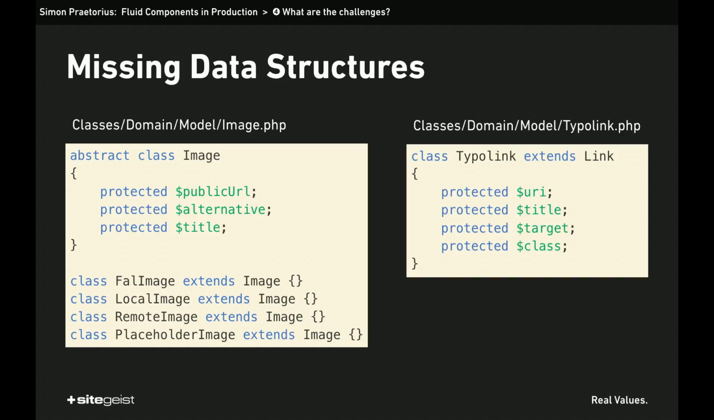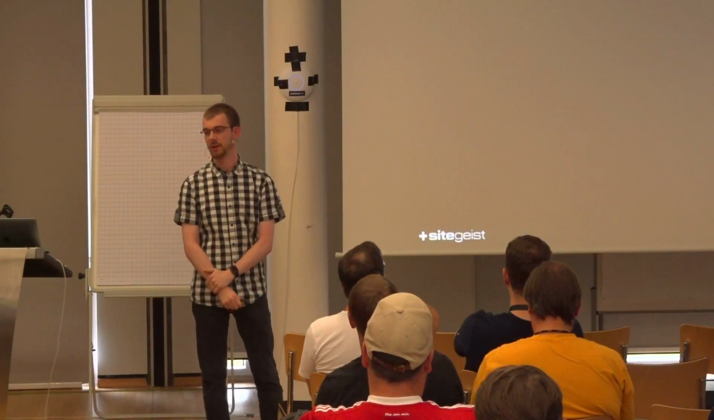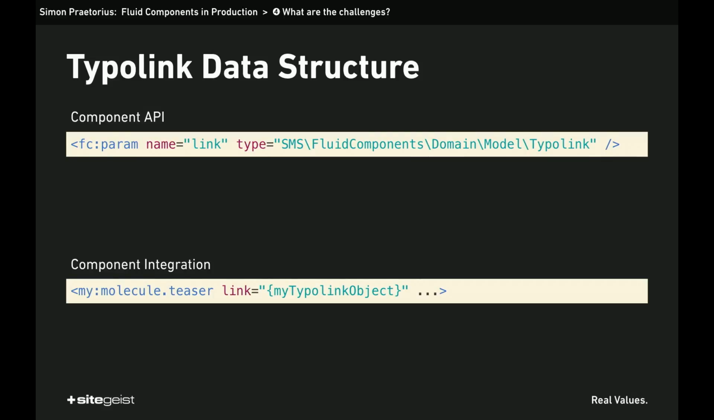And how can we use these data structures with components? Because the image part is quite complex, I would refer you to the documentation I wrote yesterday. But I want to show you how it works with Typolink, and in the end it's mainly the same. Well, of course, you define your parameter link with the type of the data structure, and then when you already have such an object, of course you can pass it right in, but usually you don't have such an object because it's not used anywhere at the moment, and really it shouldn't be.